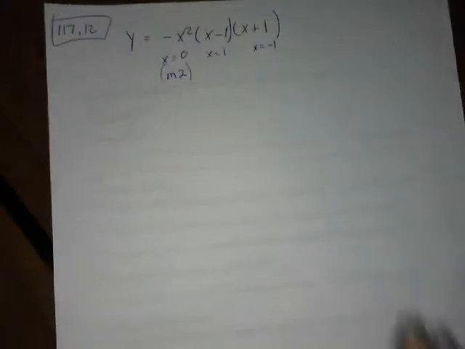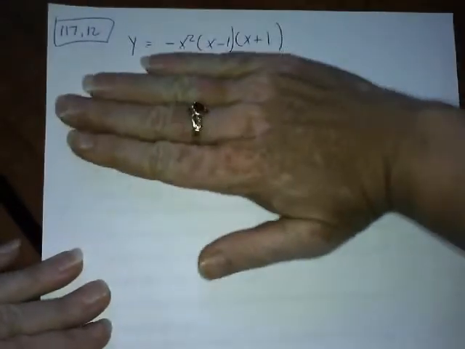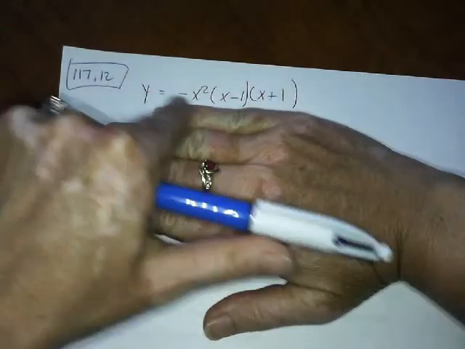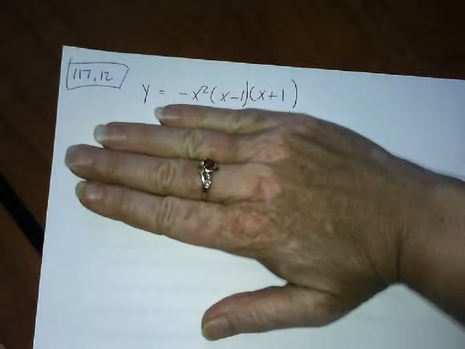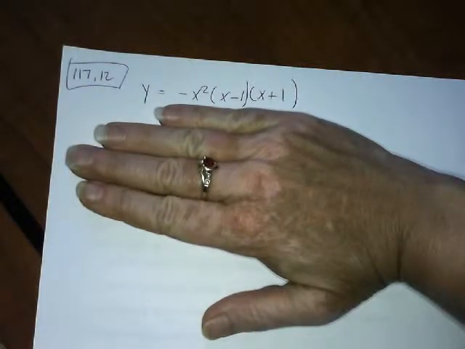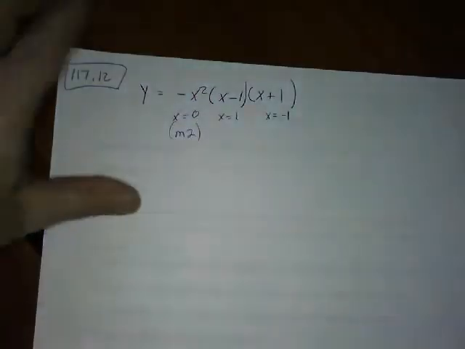Alright, sketching another graph. It's 117, number 12. So I'll cover this up. So this is what they gave us right here. Okay, so I'm supposed to sketch it, and I'm not finding the region of interest. Let me cover it up.